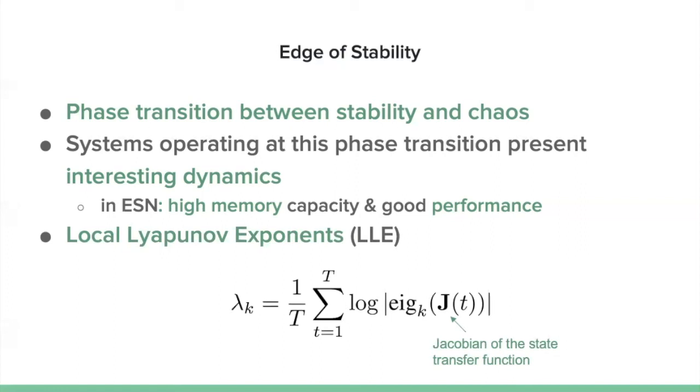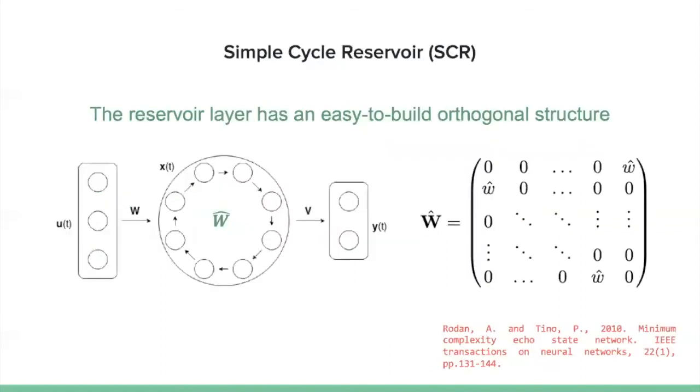So we want to adapt the reservoir system in order to have this condition. And as a general aim, as a general goal, this could be very difficult to achieve. But fortunately, we can leverage the properties of specific reservoir topology, the so-called simple cycle reservoir.